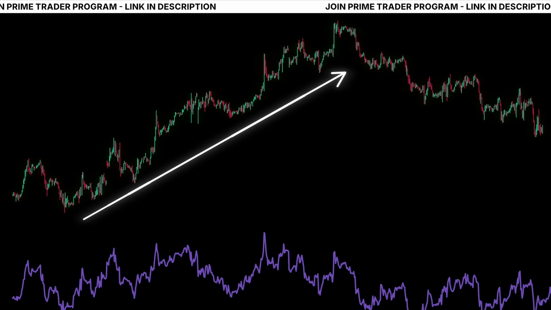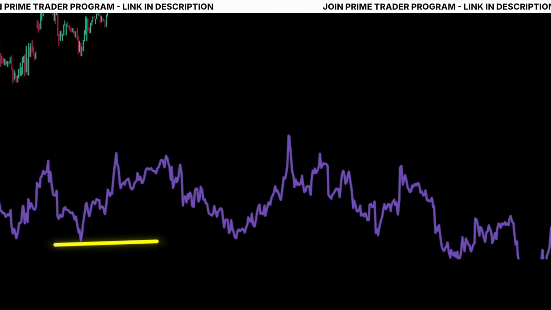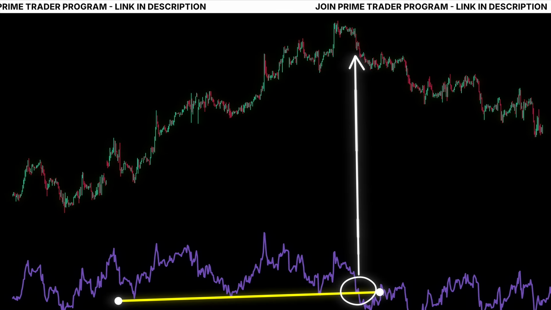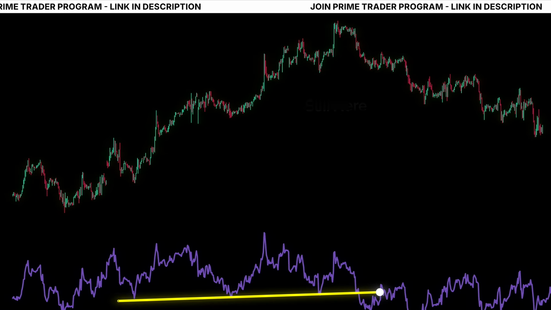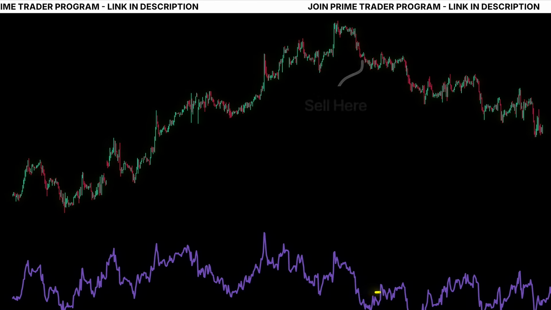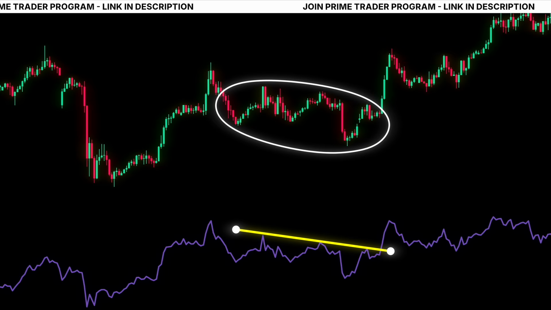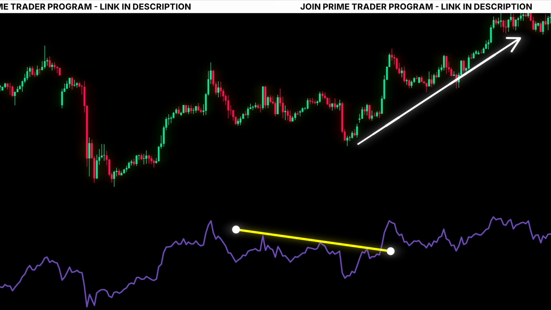In an uptrend, we can create a trend line by connecting the higher lows on the RSI. When the RSI breaks below the trend line, it indicates a possible reversal to a downtrend. Therefore, it becomes a good sell setup. We can also draw trend lines on the pullbacks of the trend in order to enter the existing uptrend.